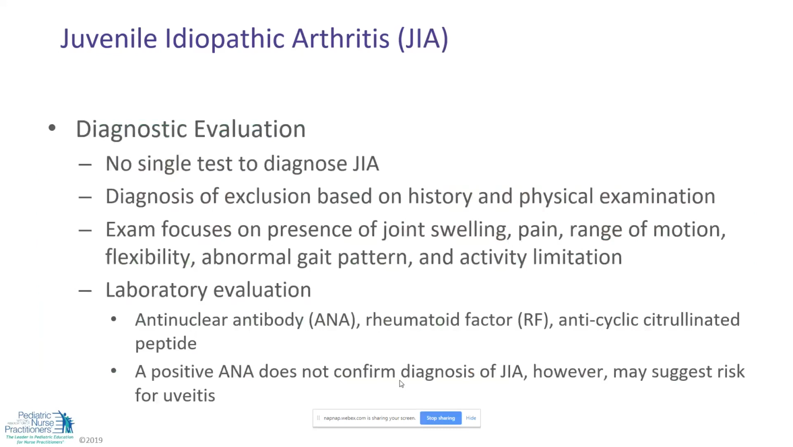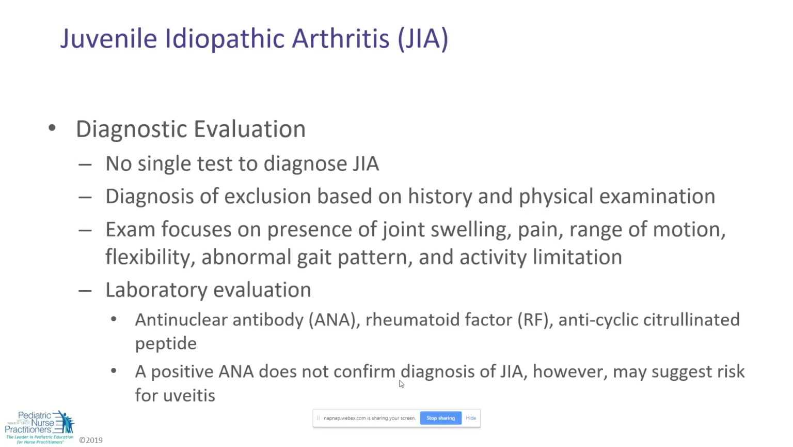There isn't a single test to diagnose JIA, so when you're evaluating a patient who you suspect may have JIA, it's truly a diagnosis of exclusion, and that's largely made based on the history and the physical exam. And so you want to assess that patient, evaluate all of their joints, perform a really thorough head-to-toe, assess for joint swelling, pain, if they have any limitations in range of motion, either functional or related to pain. If their flexibility is altered, you want to observe their gait, and then also learn about if they have any activity limitations in their day-to-day life.